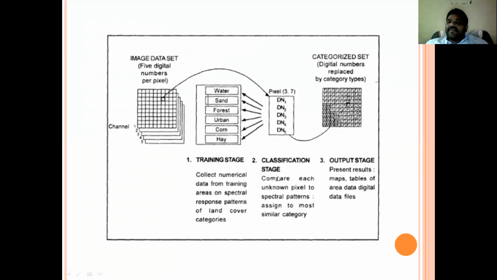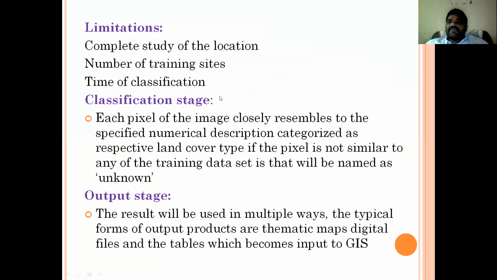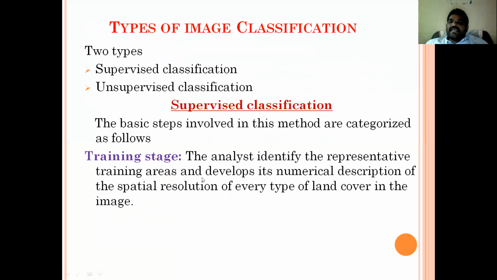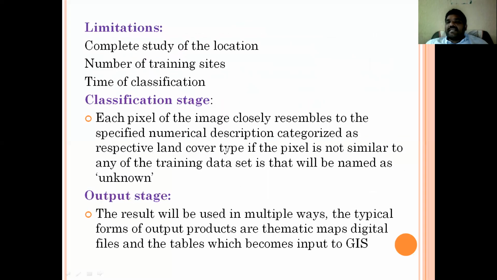Classification stage, here we are discussing. Somehow we have done the classification. What is happening in classification, we discuss. The first stage is the training stage, then the classification stage, then the output stage. Classification stage means, based on the numerical description, all the pixel values come into the names of the respective classes. And if the pixel is not similar to the numerical description, or to any of the training data set, it will be named as unknown.